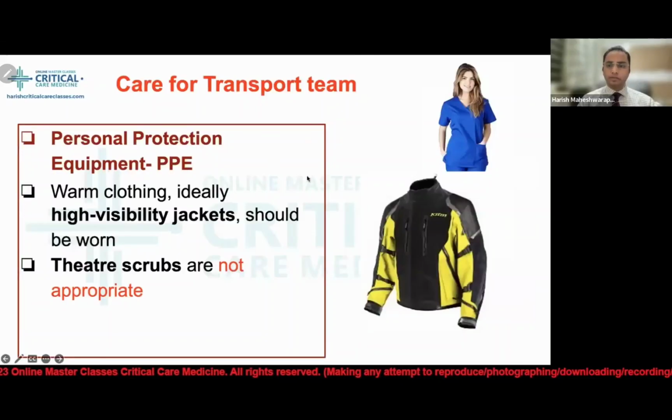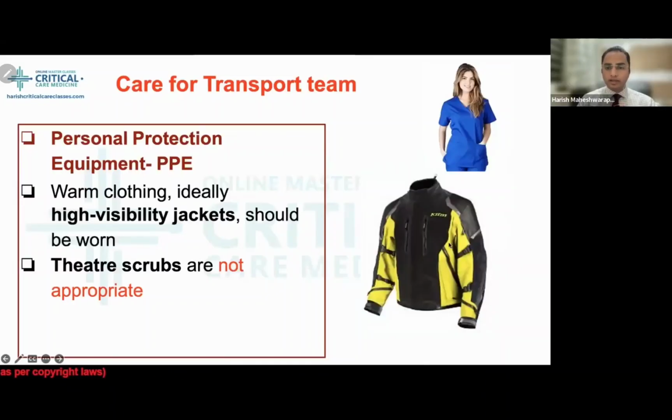So, care of the transport team. This is the staff care, meaning those who are involved in transporting the patient. Personal protective equipment and warm clothing are needed, and ideally high visibility jackets should be worn, like these kinds of jackets, so that we are able to be seen and identified appropriately. Theater scrubs are not appropriate. These are for routine on-board usage. They are not appropriate when transporting a patient with a transport team. We need high visibility jackets.